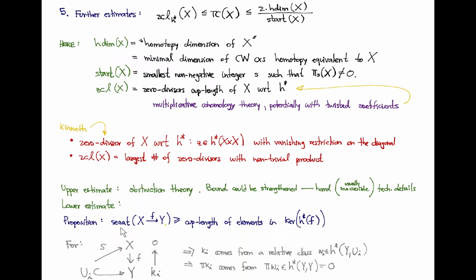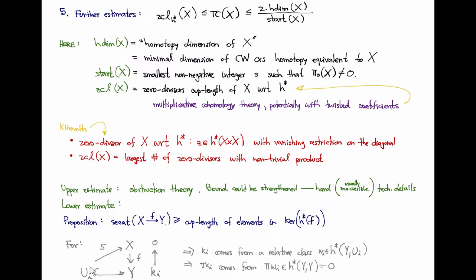Namely, this is more general: suppose you want to bound from below the sectional category of any map, for that matter, a map F from X into Y. And the point is that this will always be bounded from below by the cup length of elements in the kernel of the map induced by F in cohomology.